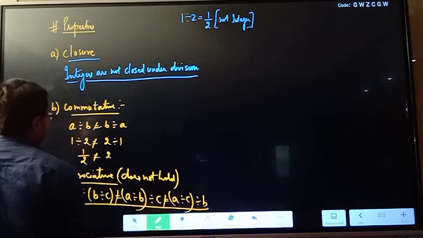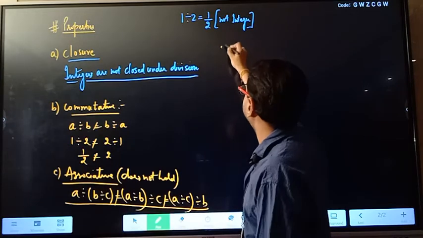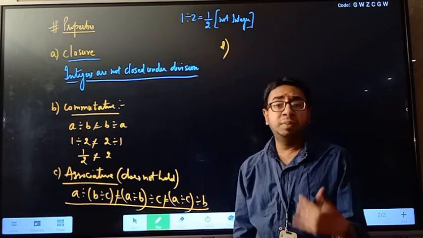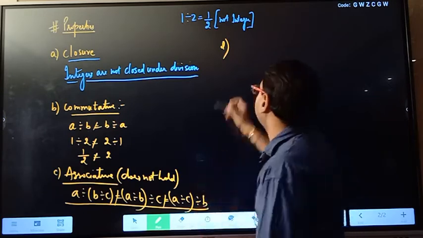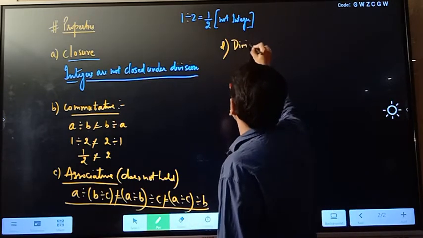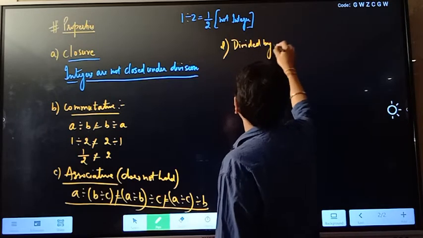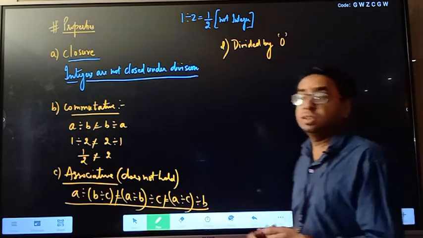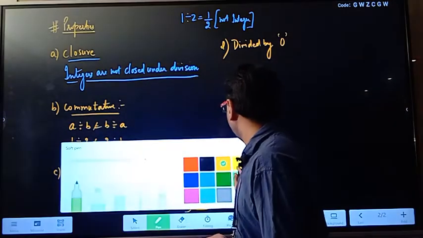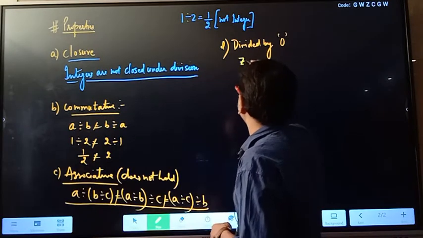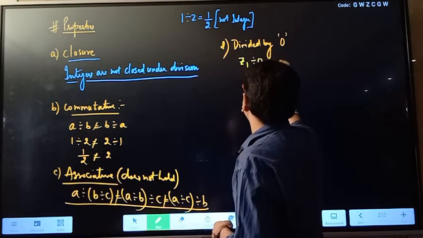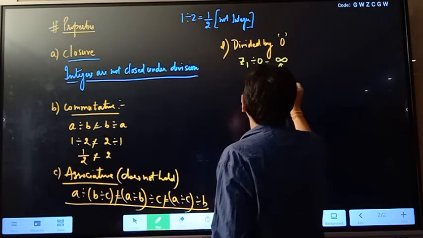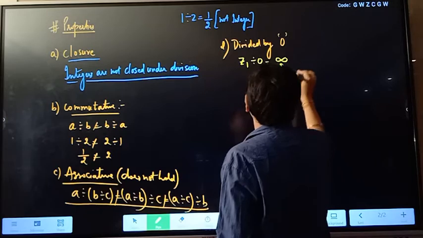Clear? Now, in the case of division, we don't have something called identity. We don't have a division identity. Clear with this? We have something called the rule of division by 0. What will happen if any integer is divided by 0? Do remember, whenever any integer is divided by 0, the result is always infinity. This is the sign of infinity, or undefined.